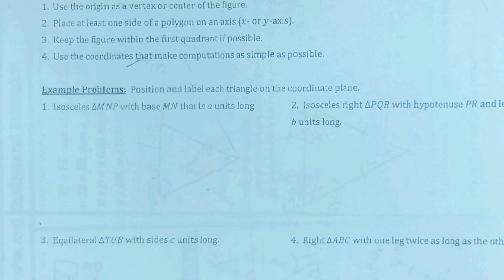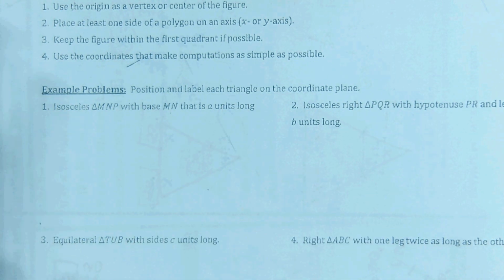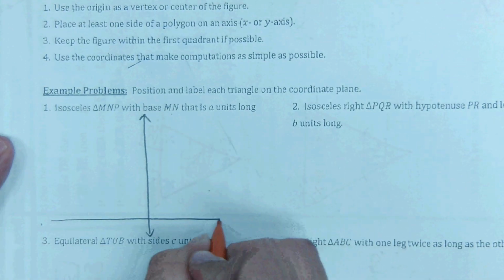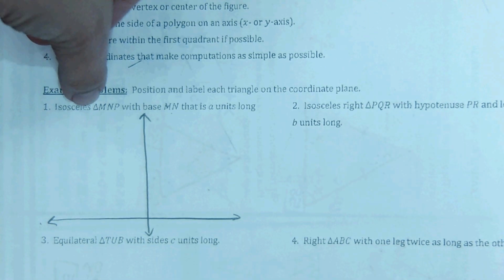So, example problems. We're going to position and label each triangle on a coordinate plane based on these instructions. It says isosceles triangle MNP with base MN that is A units long. So what we're going to do is draw a coordinate plane to start with, like this.